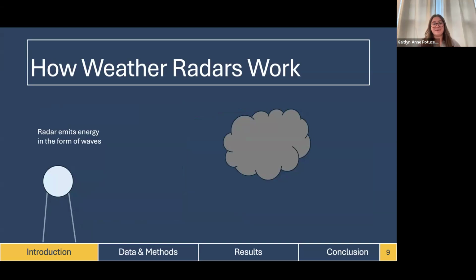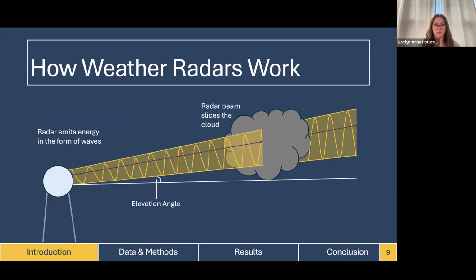So, as I mentioned, radars emit energy in the form of waves, or electromagnetic radiation. It has a lot of different names that people use, but the main point here is that they are harmless. What they can do is slice through clouds and precipitation within the air surrounding the radar. They're emitted at an angle above the surface so that they don't just keep hitting trees and mountains, and they can measure processes happening kilometers up into the atmosphere.